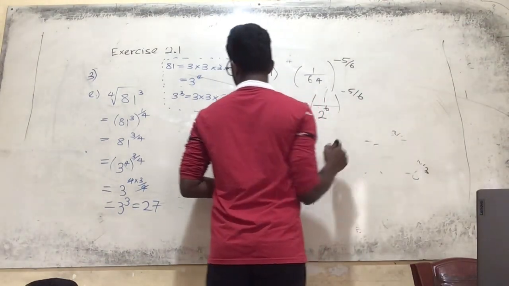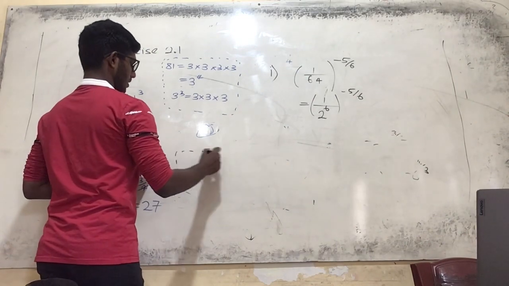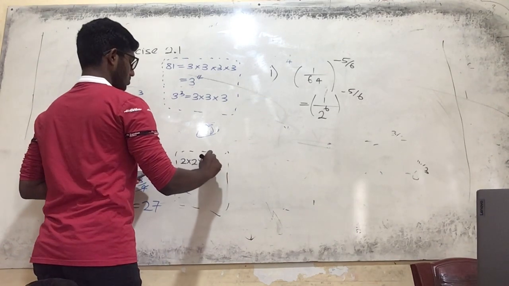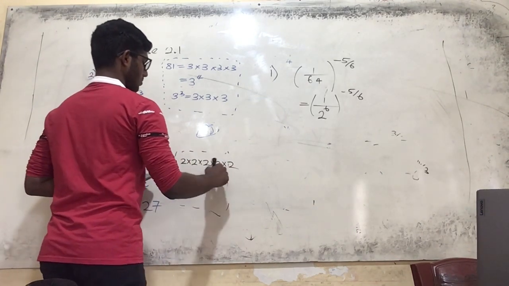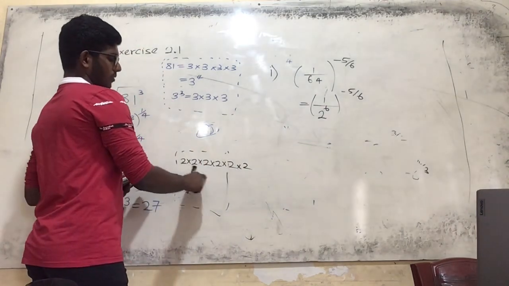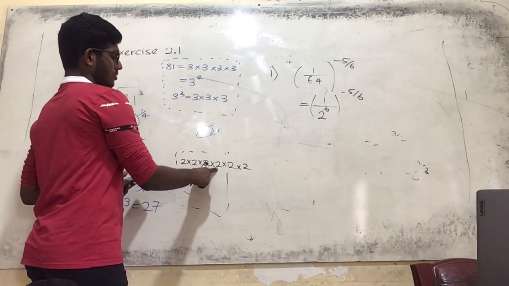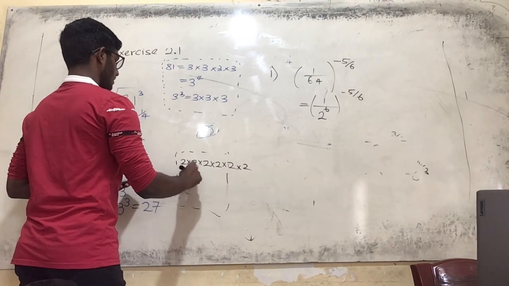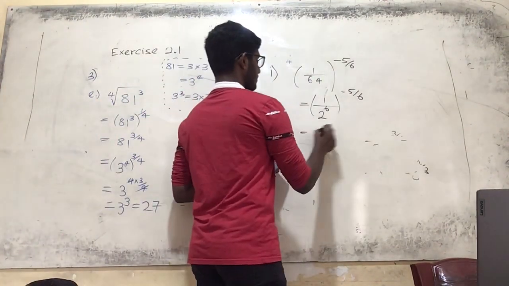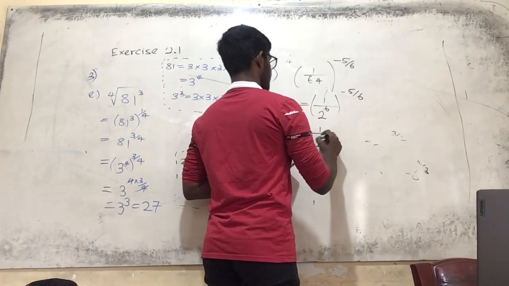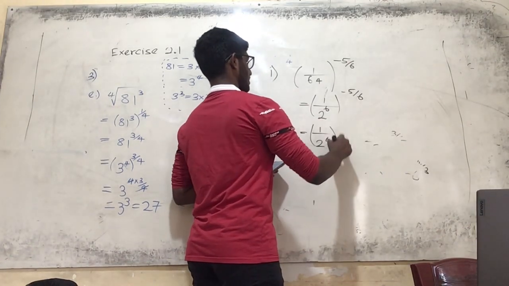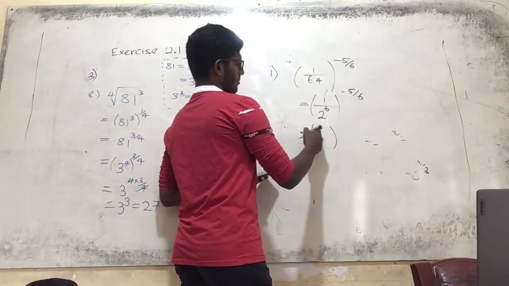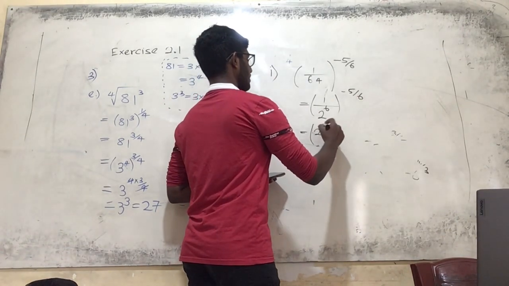How to get that? First we have to do 2 into 2 into 2 into 2 into 2, 1, 2, 3, 4, 5, 6. 2 times 2, 4. 4 times 2, 8. 8 times 2, 16. 16 times 2, 32. 32 times 2, 64. Right? So you have to get 2 to the power 6. Simply wrote. In the next step, what I am doing is I am taking 2 to the power minus 6.